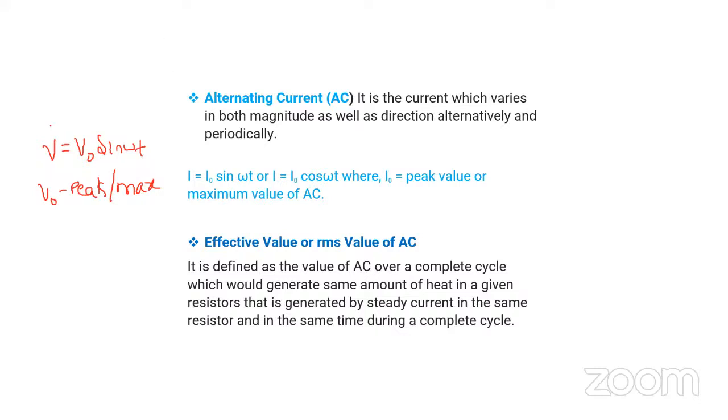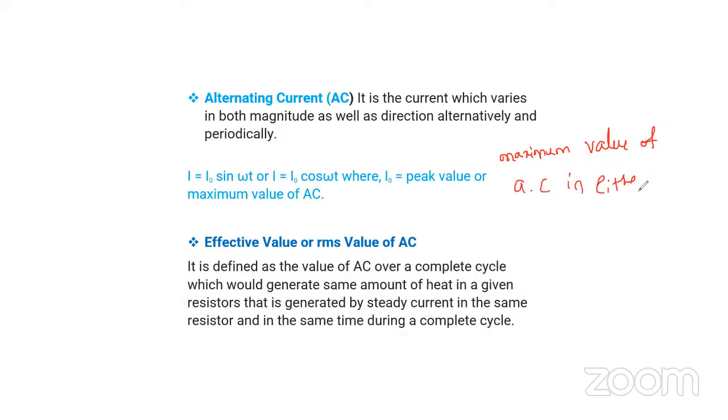Okay, here we are repeatedly saying the peak value. So what do you mean by the peak value here, students? The peak value or the maximum value is the maximum value of AC in either half cycle. The maximum value of AC in either half cycle of AC is called the peak value or the maximum value.